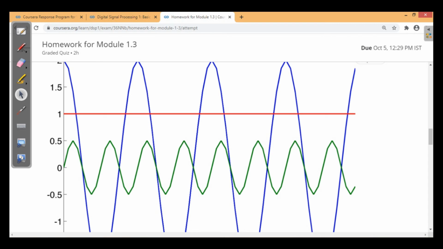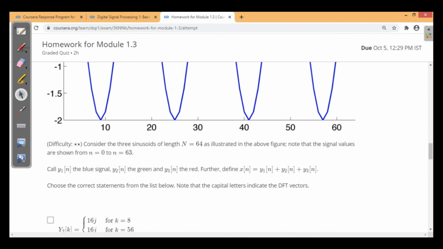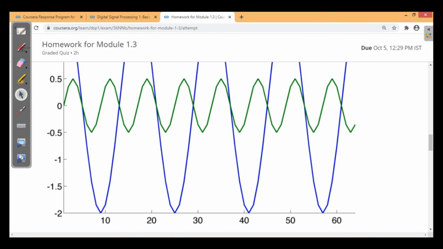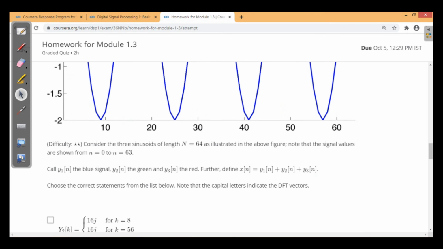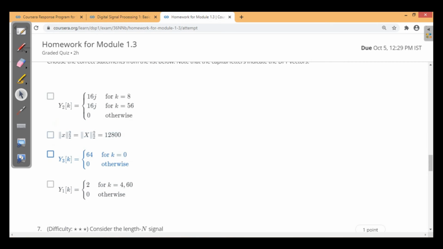Simply, it is a signal. Now, how are the three signals? Y1 is blue, which is a cosine signal. Y2 is green, which is the sinusoidal signal having amplitude 0.5, and Y3 is red, which is the DC having amplitude 1. The sum of all these three is x of n. So they are asking for the discrete Fourier transform of Y1, Y2, and Y3.